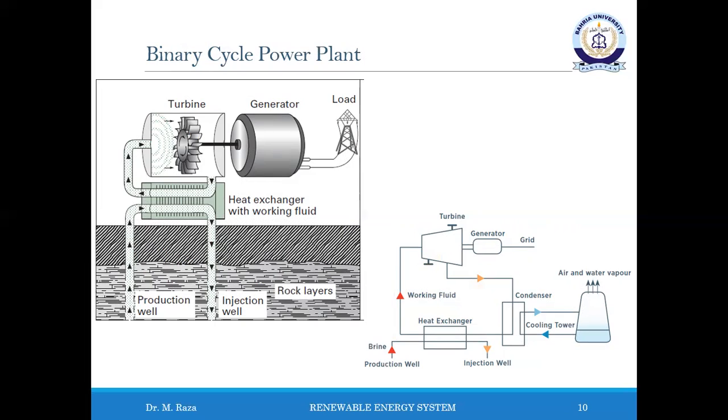Nearly 250 binary cycle units are in operation. The units are often small, about 5 to 10 megawatt. When large systems are required, multiple sets are installed.